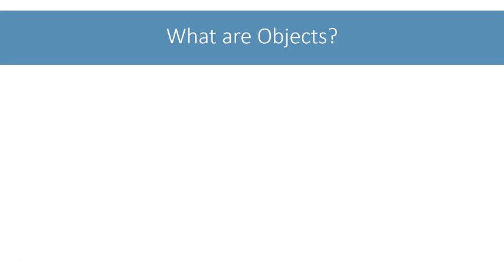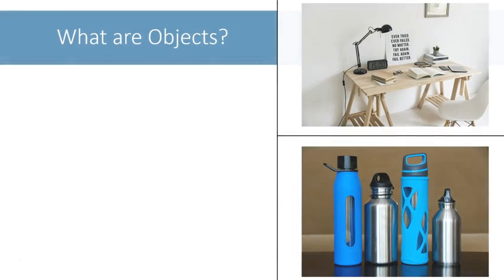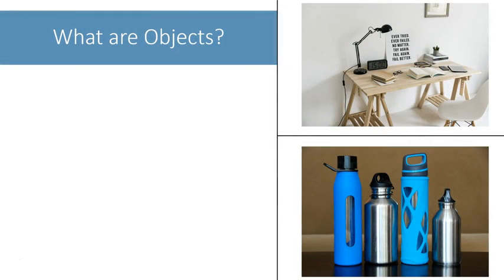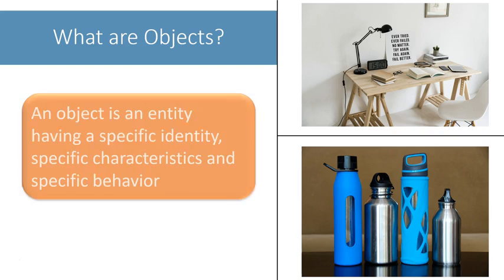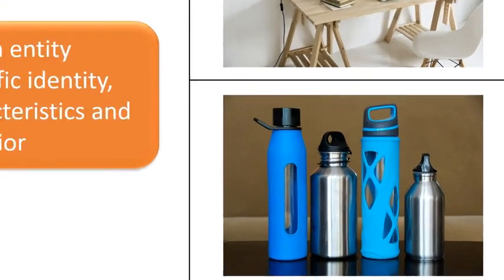To understand objects, take a look around you and see what all things are there. Maybe you see a chair, a table, a book, a bottle, a cell phone, a car, a cat, etc. Each one of these is an object. So, we can define an object as an entity having a specific identity, specific characteristics, and specific behavior.